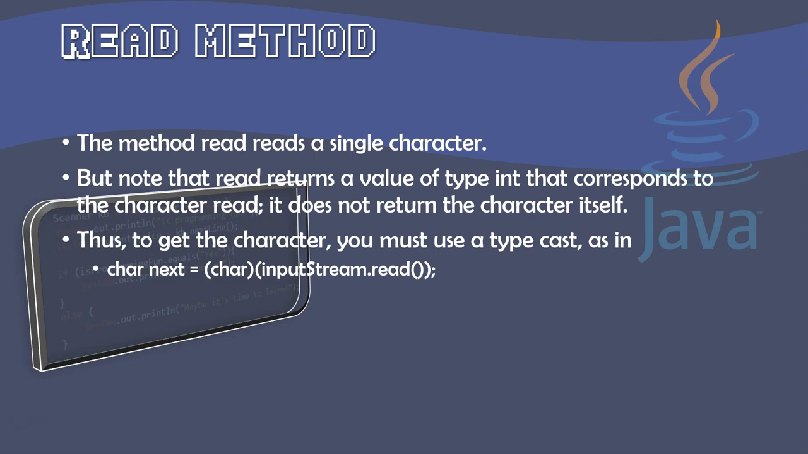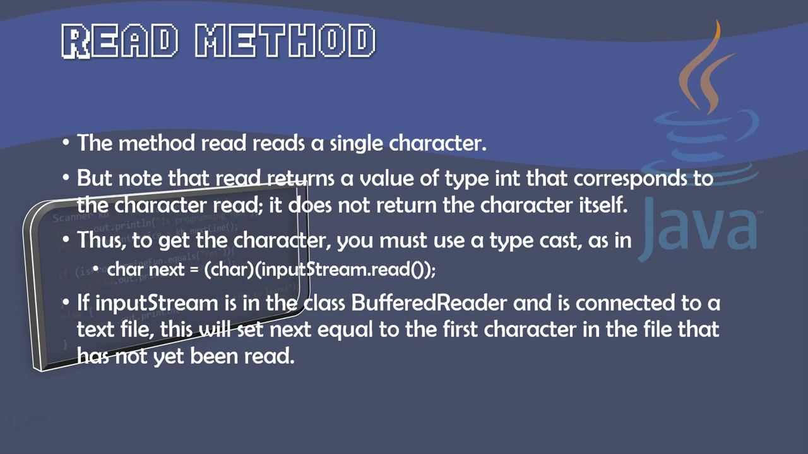Thus, if we want a character value, we instead have to typecast, such as in char next equals (char) inputStream.read. Very important distinction, because when we think about this with the Scanner class, nextLine is a string and next is effectively still a string. But here with the BufferedReader, readLine is a string, but read is going to attempt to give an integer. So if we want something else, we have to typecast it. Now, if inputStream is in our class BufferedReader and is connected to a text file, this sets next equal to the first character in the file that has not yet been read.